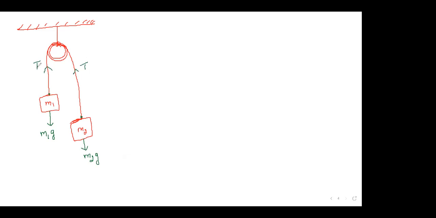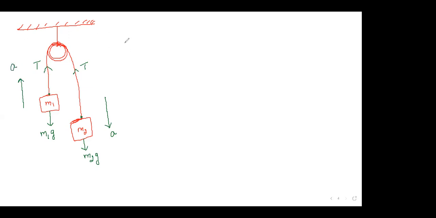So if the tension is equal to M1G and equal to M2G, the body will not move up and down. The body will be in equilibrium. The body will be at rest. Assume the second body mass is heavy, so that M2 is coming down with some acceleration A, and M1 is moving up with an acceleration A.